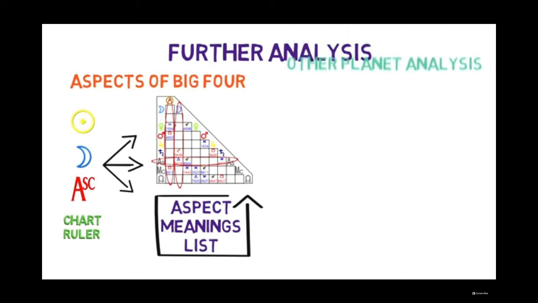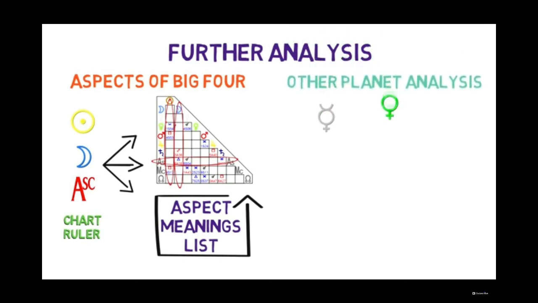Next, you can look at the inner planets of Mercury, Venus, and Mars. Then the middle planets, Jupiter and Saturn, followed by the outer planets of Uranus and Neptune, and the comets, Chiron and Pluto, analyzing their house and sign placements.